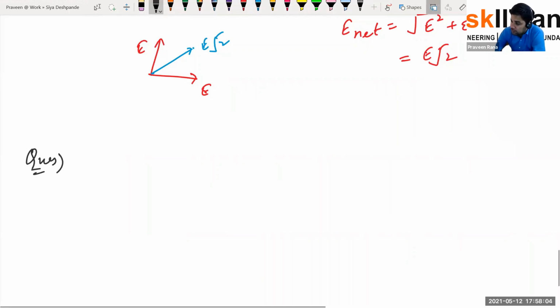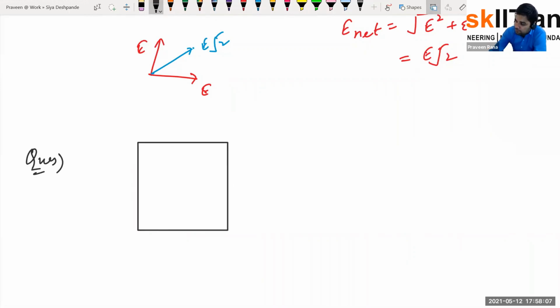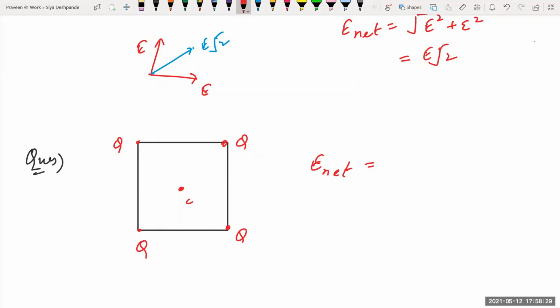Let's say we again have a square, but now some charges are kept. At every corner there is a charge capital Q, exactly the same charge. Now you have to find the value of the electric field at the center. 0. The answer is exactly correct. So how did you say it would be 0? Because the same magnitude is acting from all directions.